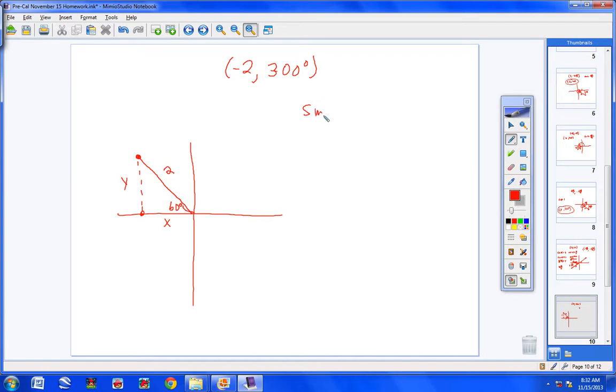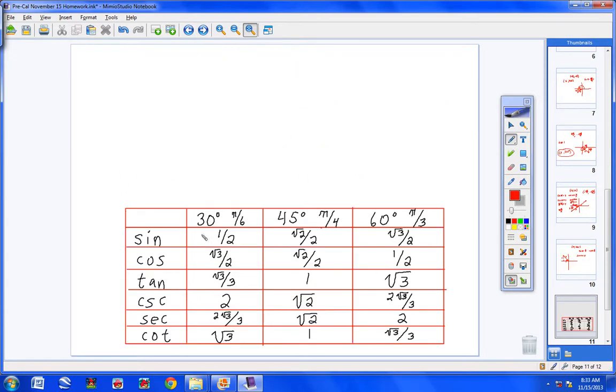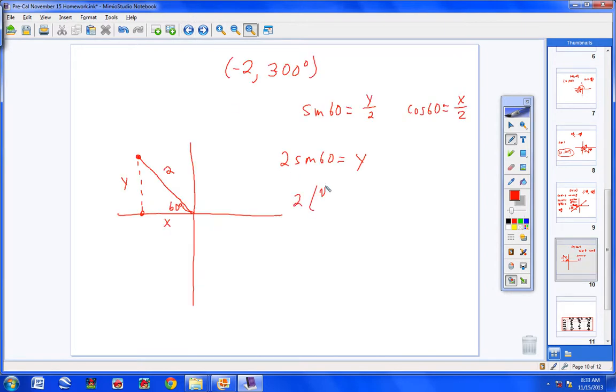So again, sine of 60 equals opposite over hypotenuse. Cosine of 60 equals adjacent over hypotenuse. Multiply both sides by 2. So 2 sine 60 equals y. And then what is the sine of 60? Well, the sine of 60 is square root of 3 over 2. So 2 times square root of 3 over 2 equals y. You're going to multiply these together, put this over 1. Your 2's cancel, and so y is square root of 3.